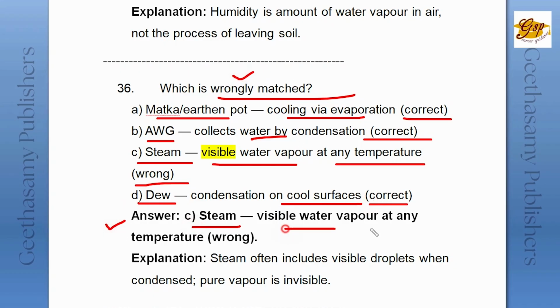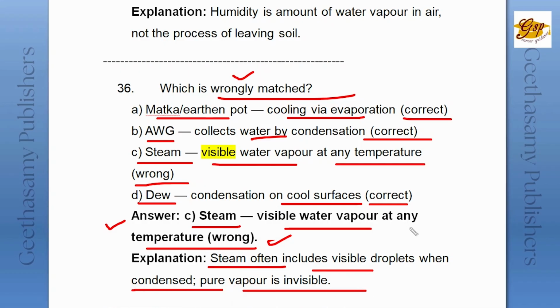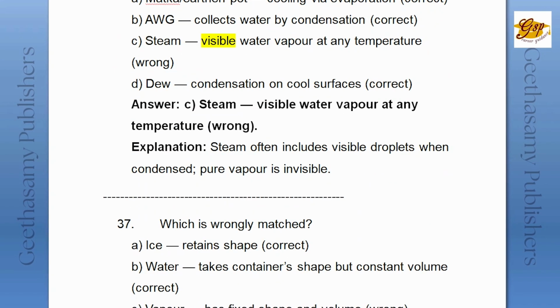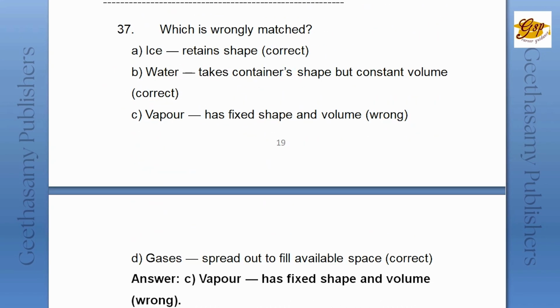A steam, visible water vapor at any temperature, it is wrong. Normally, steam often includes visible droplets when condensed. Pure vapor is invisible. Fine. 37th question, which is wrongly matched?